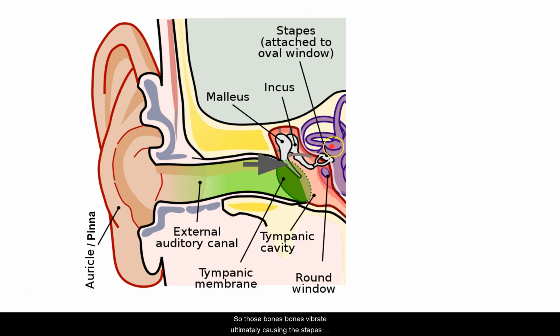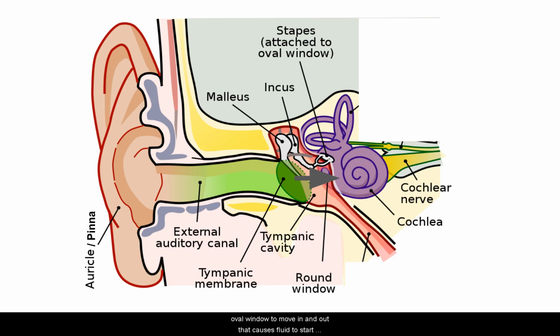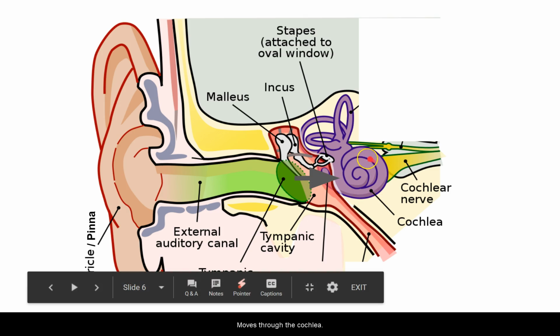So those bones vibrate, ultimately causing the stapes to vibrate, and this stapes, like it says here, is attached to a structure called the oval window. So when that stapes vibrates, it causes that oval window to move in and out. It causes fluid to start moving through the cochlea. So fluid from this original sound way out here at the pinna moves through the cochlea.